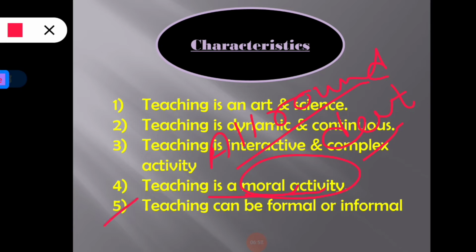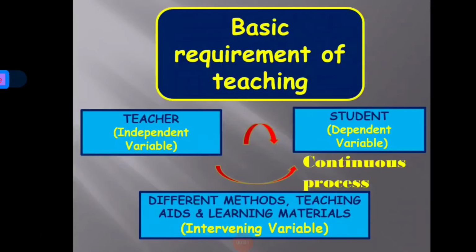And now going to the fifth point, teaching can be formal or informal. So obviously teaching can be formal, because as an interaction between the teacher and student in a classroom setup, which is known as formal teaching. And on the other hand, teaching can also take place outside of the classroom, which is informal teaching, and that is the difference between the formal and the informal teaching. So here we can see the basic requirements of teaching.